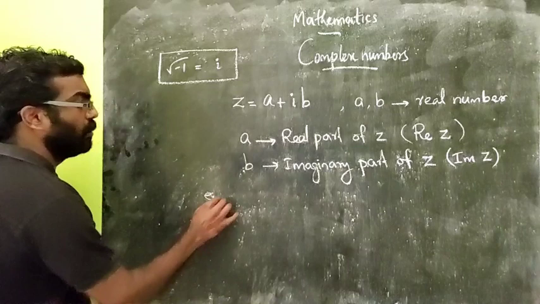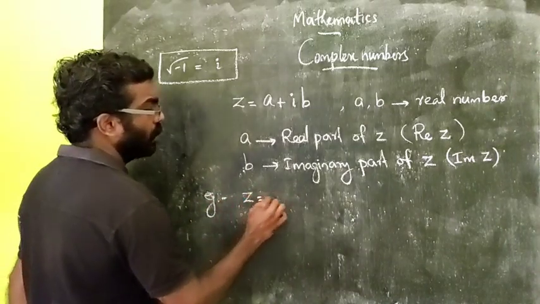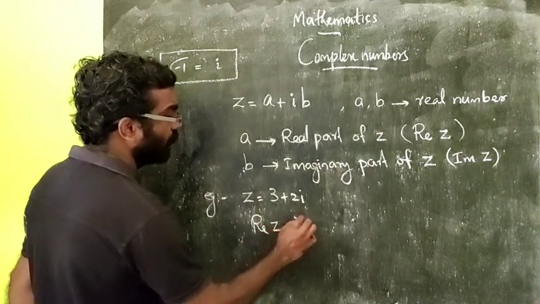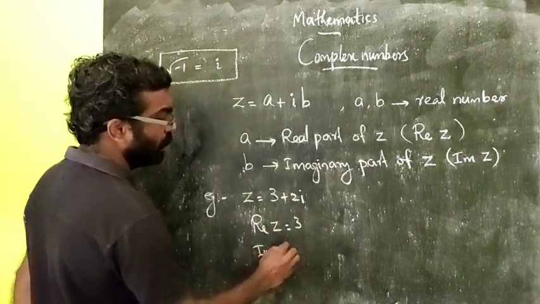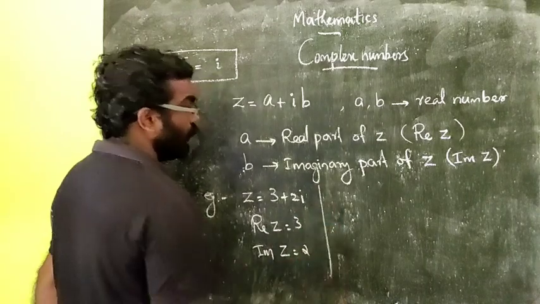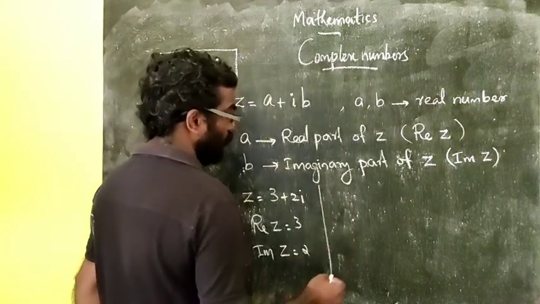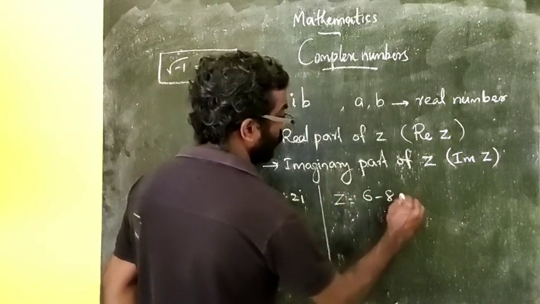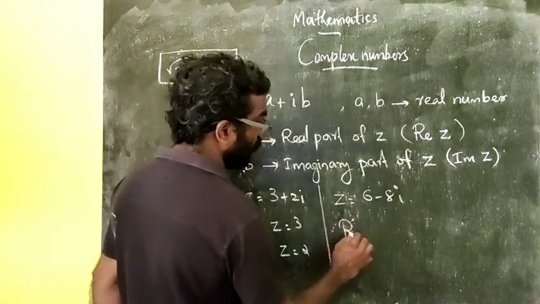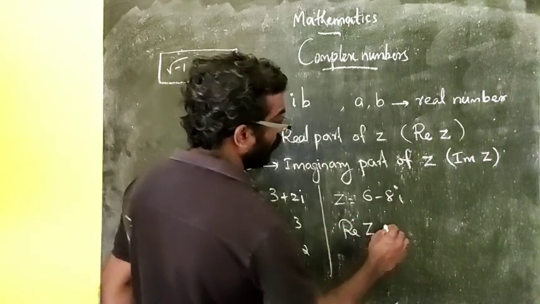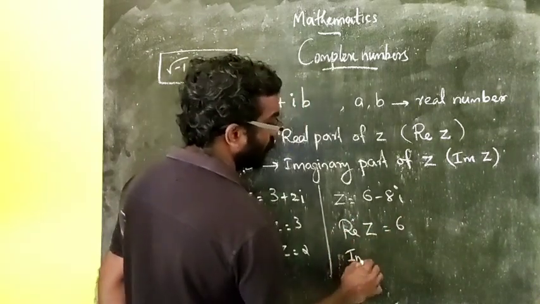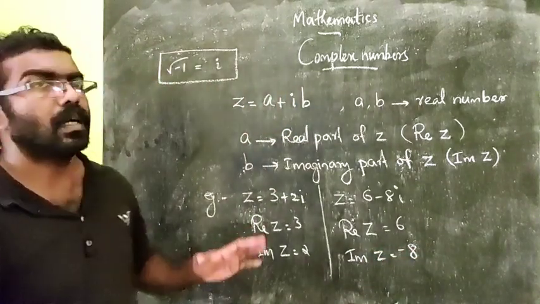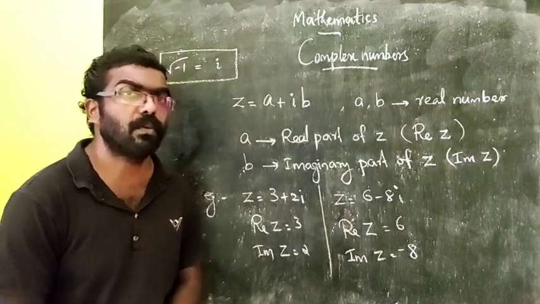Let us consider an example. z is equal to 3 plus 2i. Here the real part of z is 3 and the imaginary part of z is 2. And if we consider one more example, z is equal to 6 minus 8i. Here also we can write the real part and imaginary part. Re z is equal to 6 and the imaginary part of z is equal to minus 8. Okay, this is about the definition of a complex number.